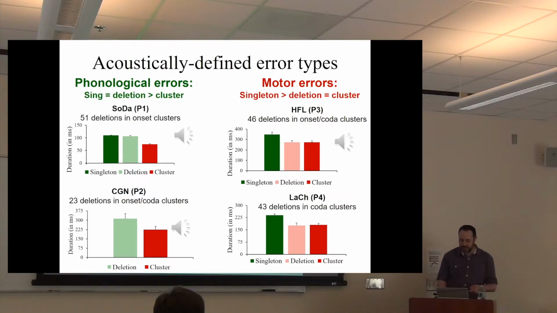We have a fourth participant who did exactly the same thing. He only made errors in clusters though, so there's no beautiful illustrative example for me to play for you that would make it really clear, so I'm going to leave that one out. But you can see that his pattern, again, fits exactly that of P3. So we have these two individuals who make errors that fit this pattern of the phonological errors, as we described, and two that fit the pattern of the motor errors.